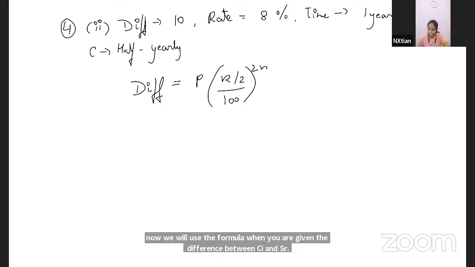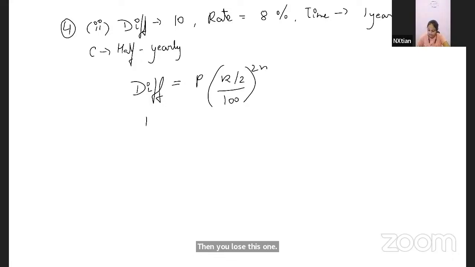Now the difference is 10, so write 10 equals principal. What is the rate? 8 divided by 2 is 4, so 4 by 100. And time is 1 year, so 1 into 2 is 2. Now solve it.